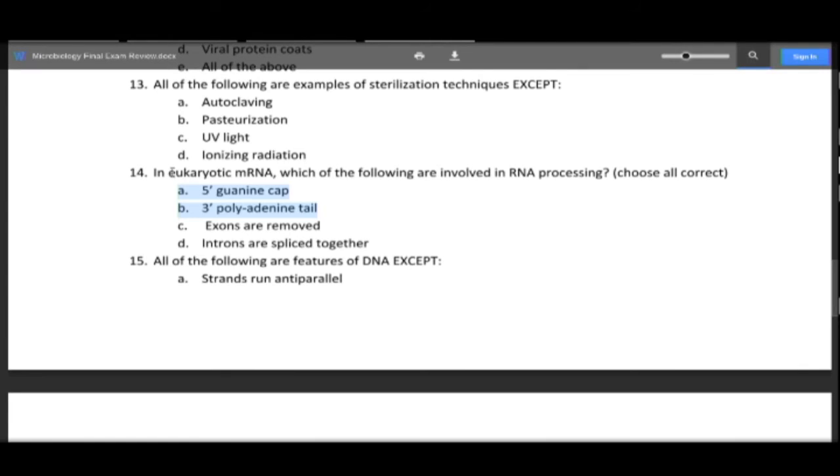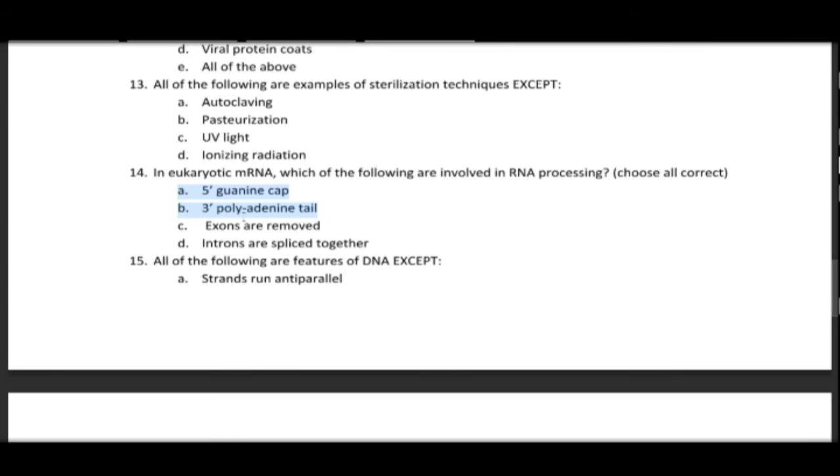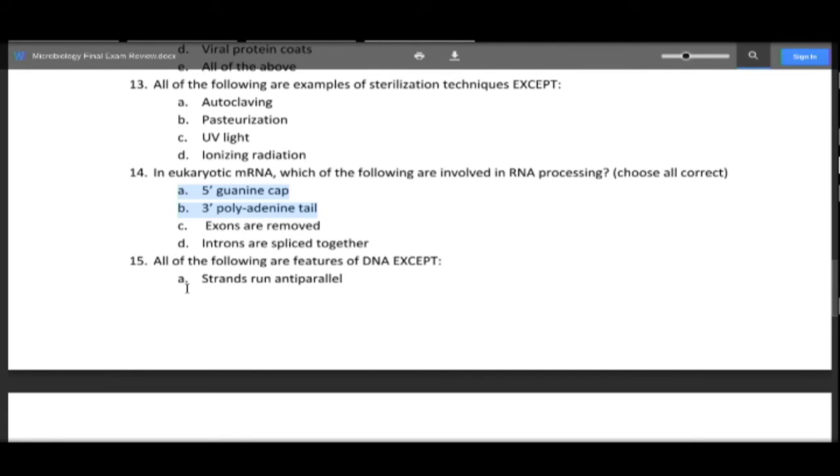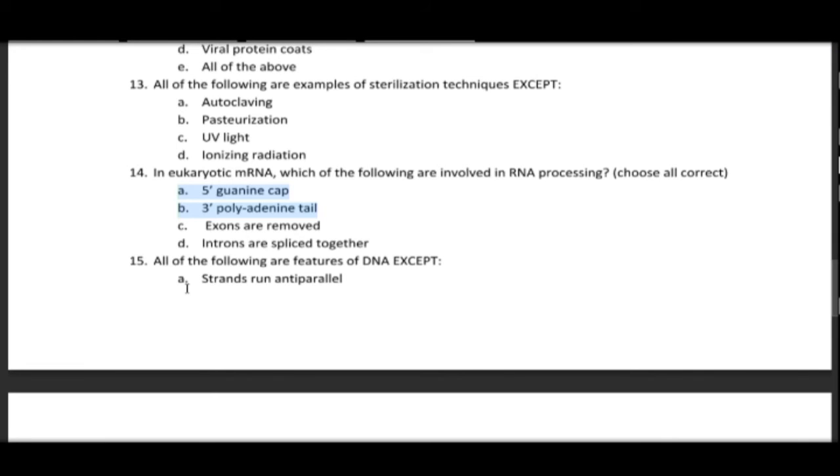If it was talking about prokaryotic mRNA or just RNA in general, this all would be not true because they don't have that 5' cap and the poly A tail, and they don't have any splicing together. They make the RNA, and then it gets translated into polypeptides. In prokaryotes, actually, one RNA strand is used to translate many polypeptide chains, which is different than eukaryotic.